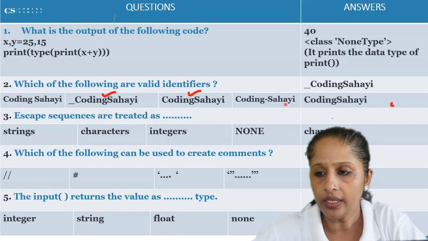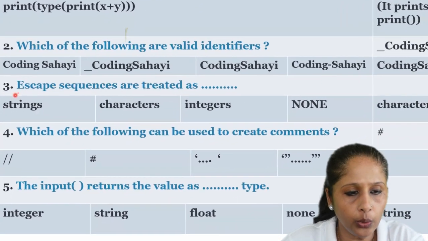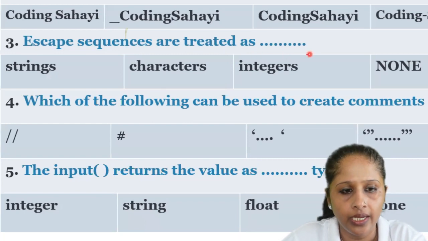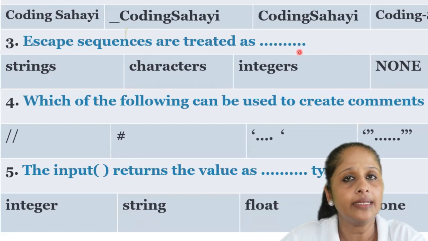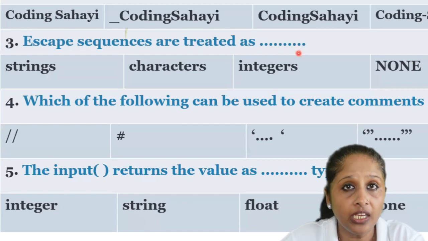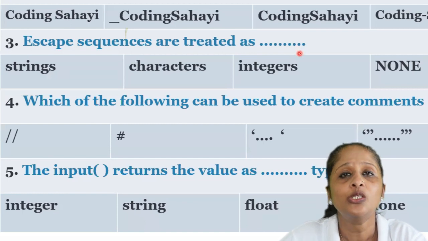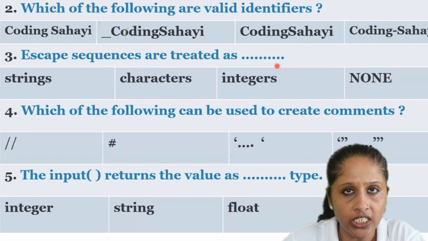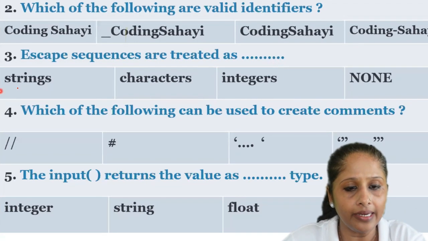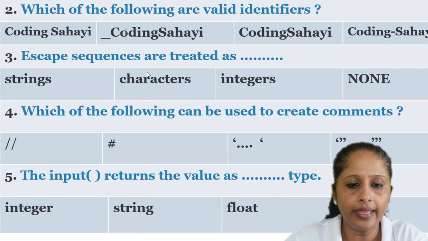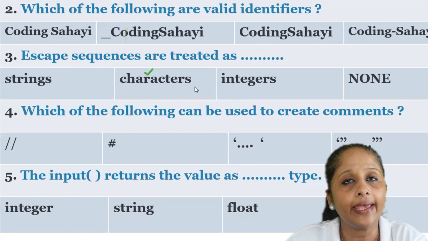Now let's move on to the third question. Escape sequences are treated as dash. So what are escape sequences in Python? It is \n, \t, \r. These are all escape sequences in Python. If you have a string and in that you have \n or \t, then it will be considered as a single character. So here the answer is characters.